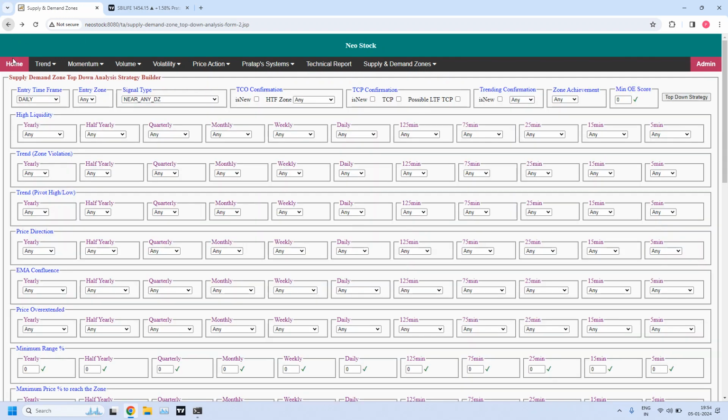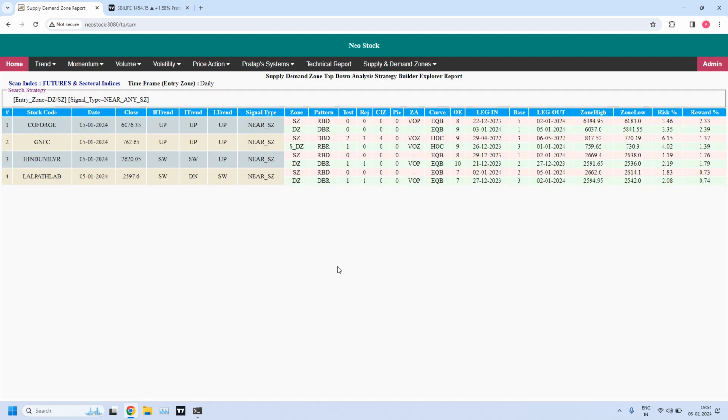So let's go back. Entry time frame daily. Let us find the stocks near daily supply zone. So 4 stocks are filtered. Any high liquidity supply zones? No. We haven't identified any daily high liquidity supply zones from this list.